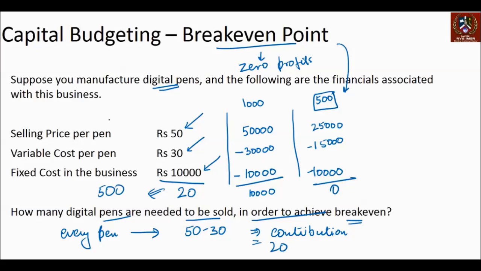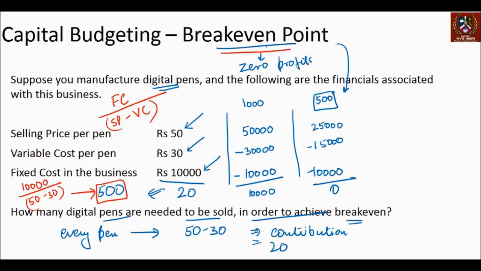In other words, if you use the formula of fixed cost divided by what you are making per digital pen, that's what your break-even point would be. So we can write this formula as the total fixed cost in a project divided by selling price minus variable cost, right? That's what we did. We took 10,000 and we divided by 50 minus 30 because that's what you make on one pen, and that gives you the value of 500, which is your break-even point in this particular case.